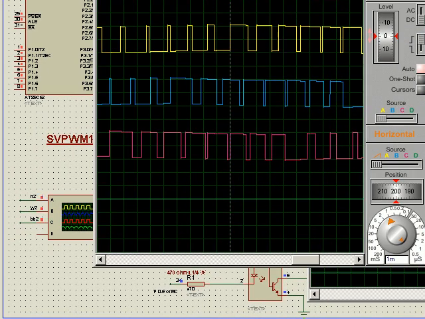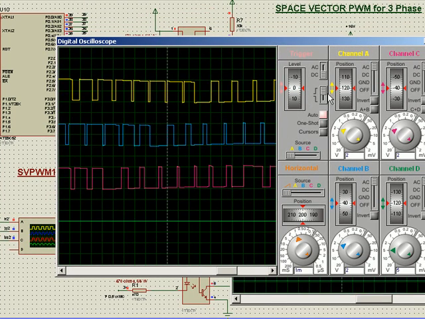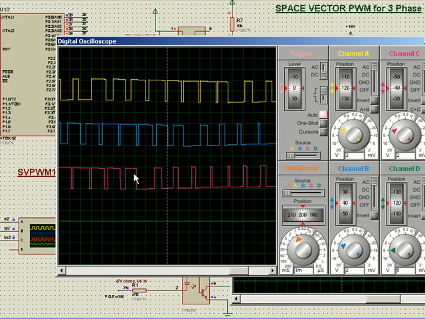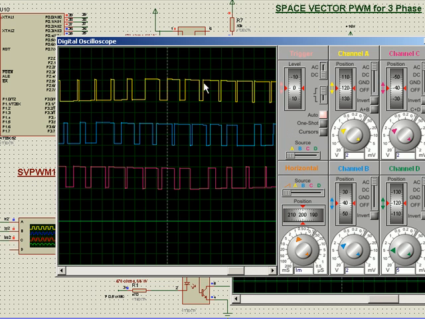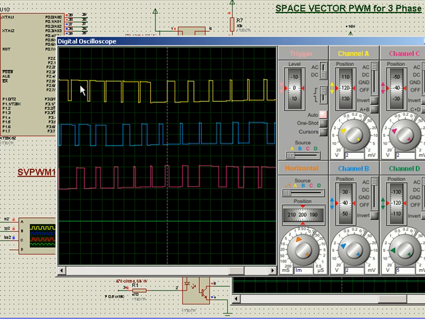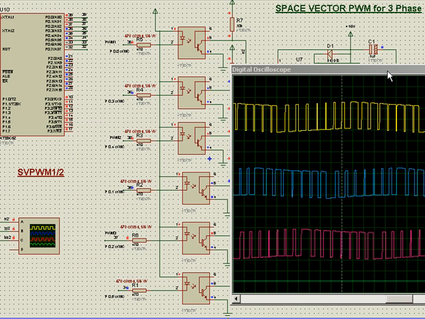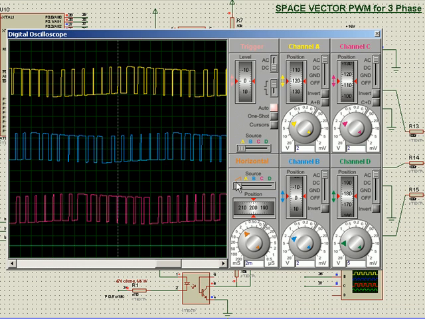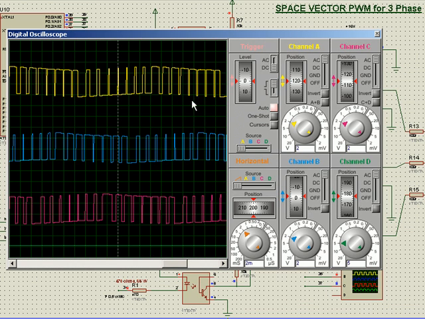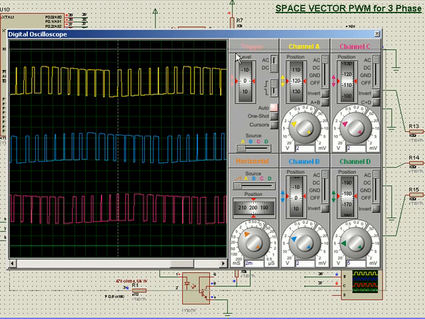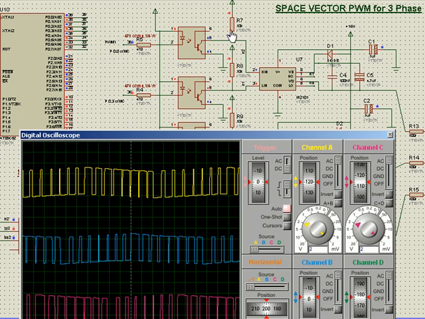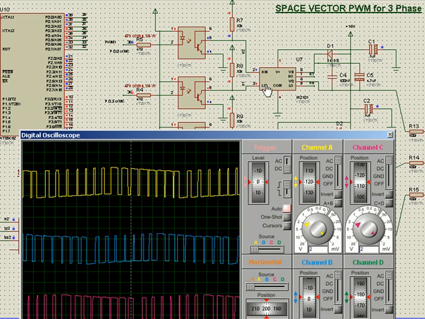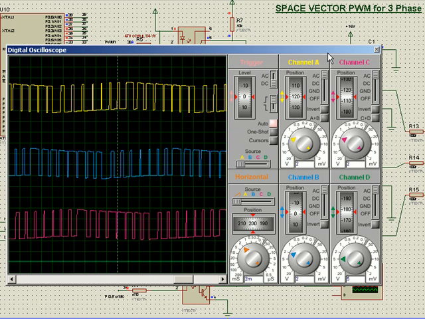Right. So this is the waveform as far as the microcontroller output is concerned. This gives about 4.5 volts from the microcontroller, and the other one is about 8 volts or so, which is at the input of the driver IC, and finally the output will be seen in the next circuit.